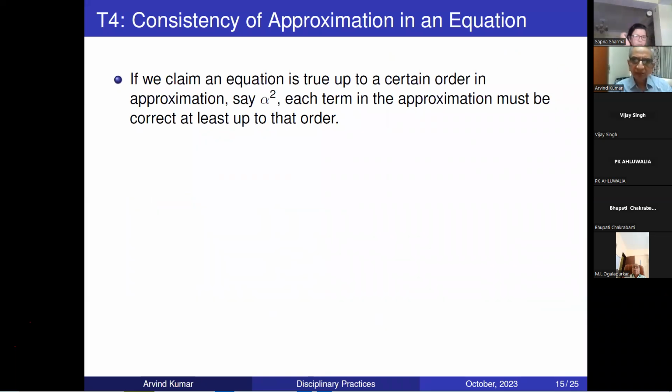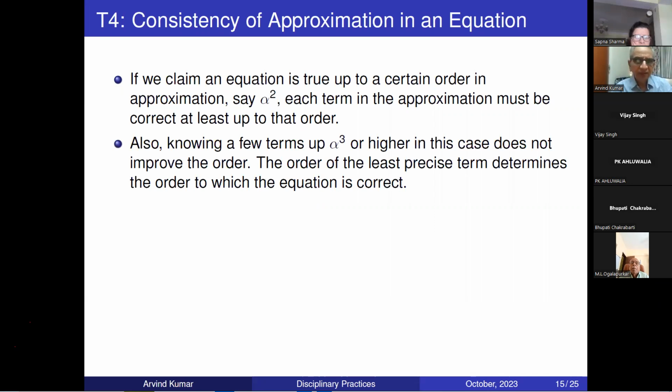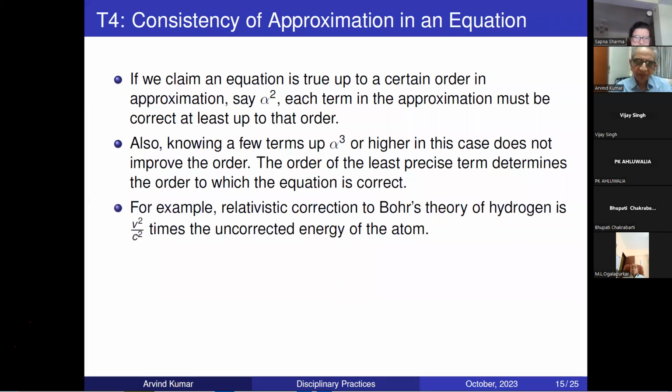So the next thing is order of approximation. If we claim an equation is true up to a certain order, as I have already told you, each term must be, I think the theme is consistency of the order. Each term in the approximation must be correct. It's an obvious statement. Also, knowing a few terms up to alpha cube or higher in this case does not improve the order.